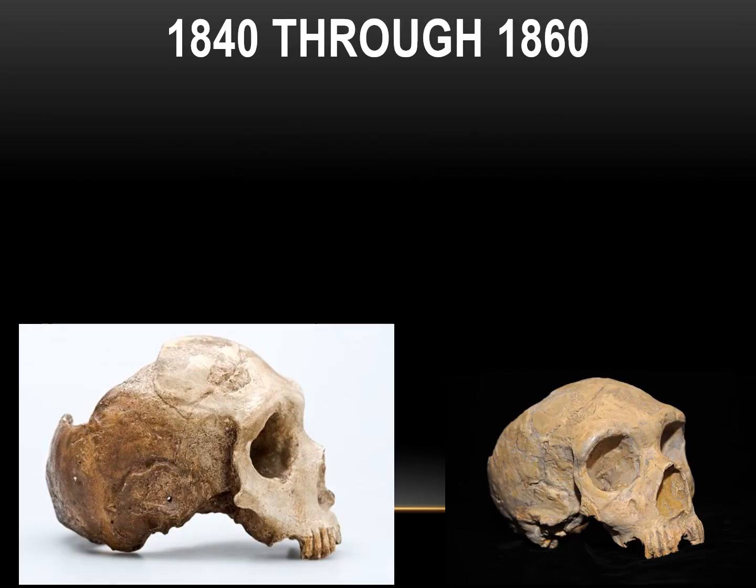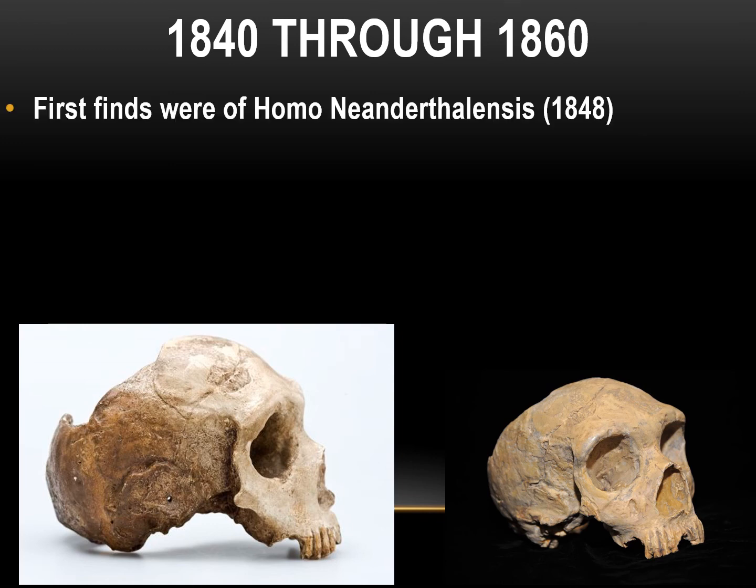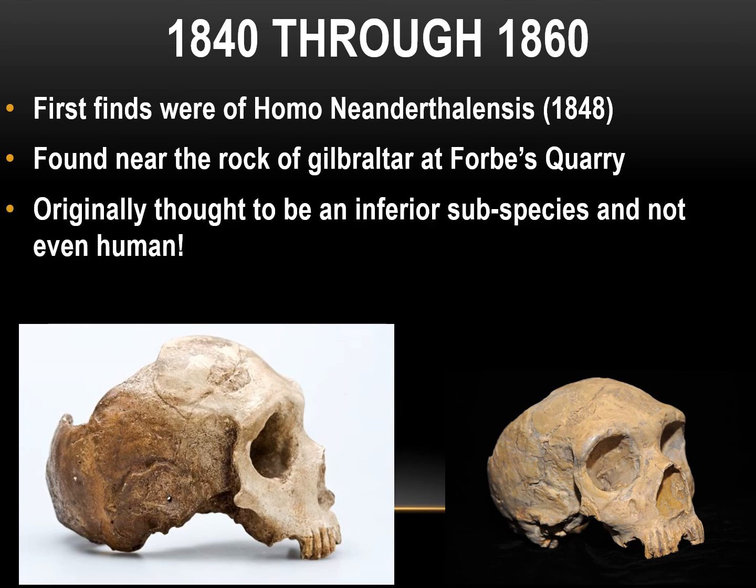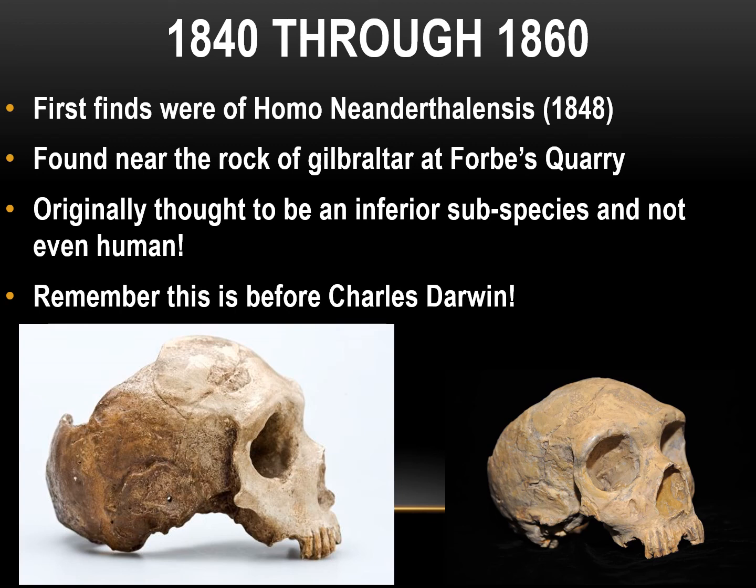So let's run through real quick the history of the discovery of ancient human specimens, right? And we're going to talk about all of these specimens in much more detail in our recorded lectures later. But if we're looking at the time period between 1840 through 1860, the first find was Homo neanderthalensis in 1848. It was found near the Rock of Gibraltar at Forbes Quarry. It was originally thought to be an inferior subspecies and not even human, right? Because remember, this is before Charles Darwin. This is before the theory of evolution by natural selection had even come into publication.